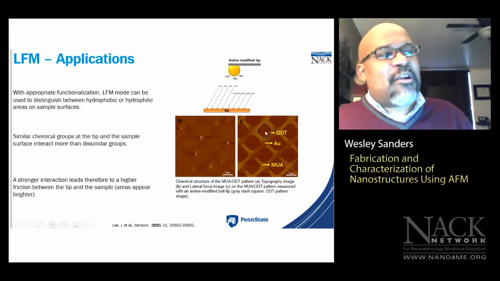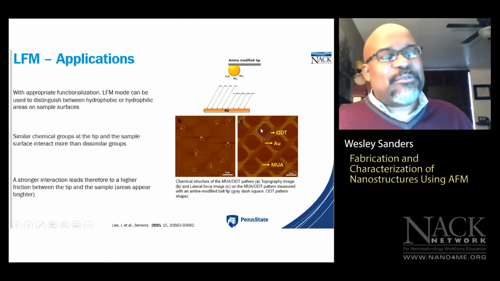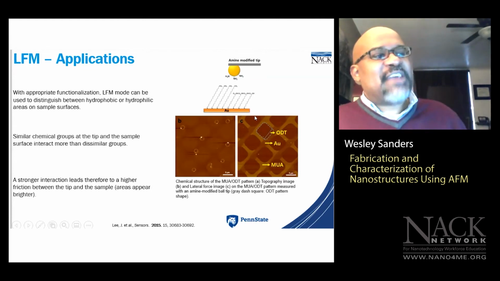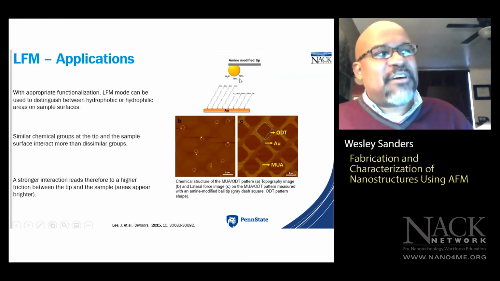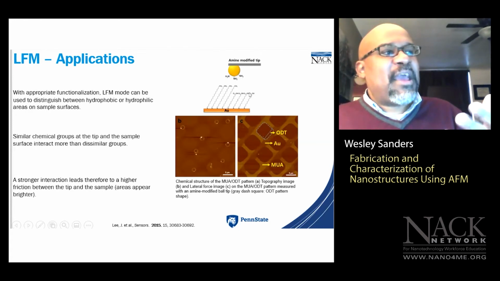Okay, this darker area, that's our octadecane thiol region. This mid-range color, this is our gold region. And then the brighter area is the mercapto undecanoic acid region. So the undecanoic acid region appears brighter than the gold and the ODT region. And the reason for that is because the AFM tip that was used in this particular case is coated with a self-assembled monolayer with an amine functional group, which is a base, right? And undecanoic acid contains carboxylic acid self-assembled monolayers.